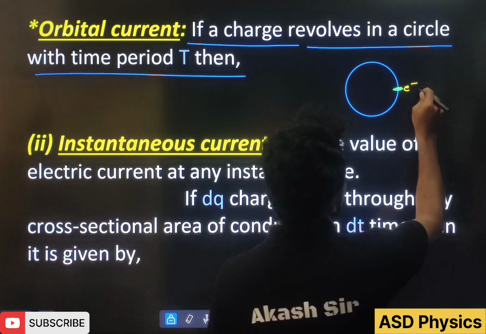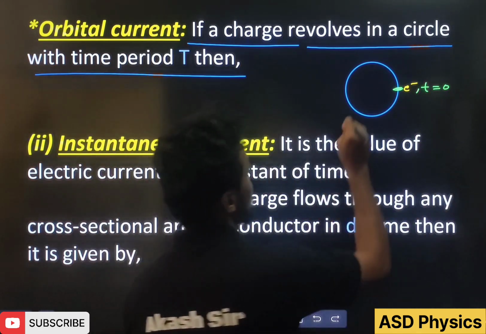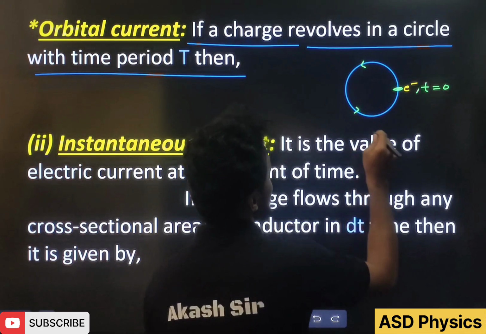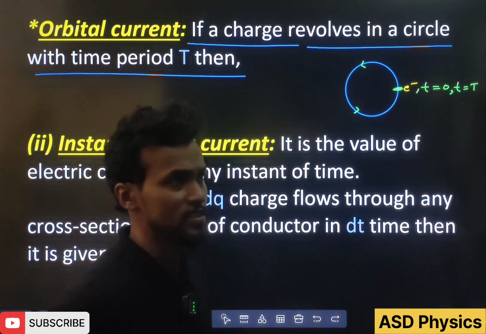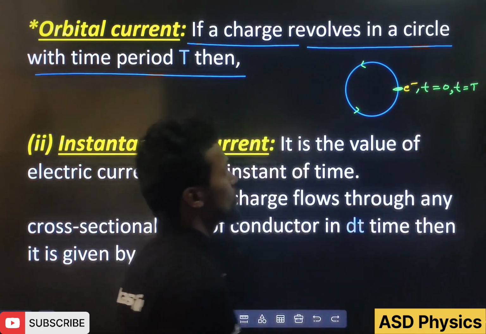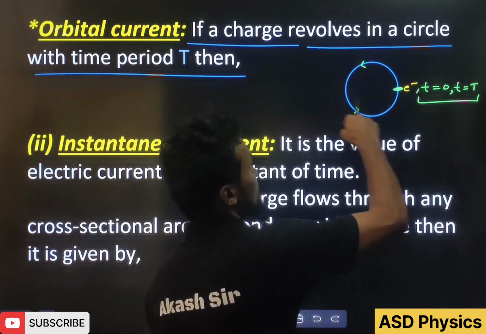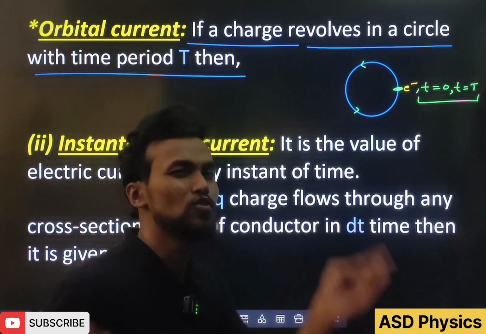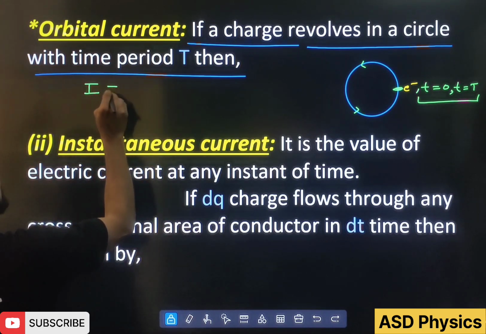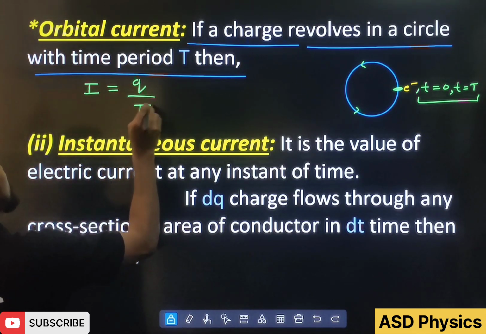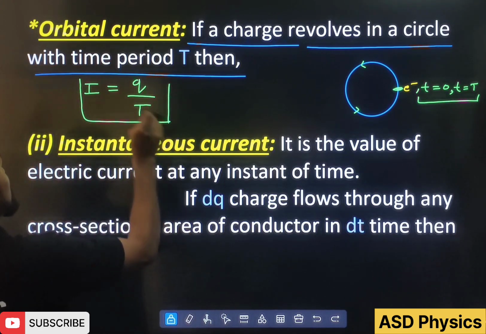So first the electron will cross this cross-sectional area at t equal to 0. Let's take for example it is going in this direction. Then again after one time period it will cross the same cross-sectional area here. So based upon that we can say here t equal to 0 first, again after returning t equal to capital T, then t equal to 2T, 3T and so on. So in this situation, students, this orbital current is given by charge by time period, I equal to q by T. This formula at least please remember.